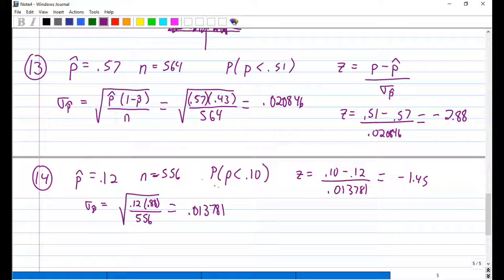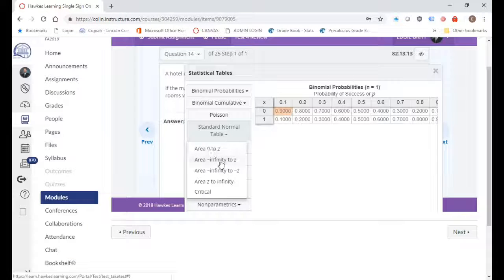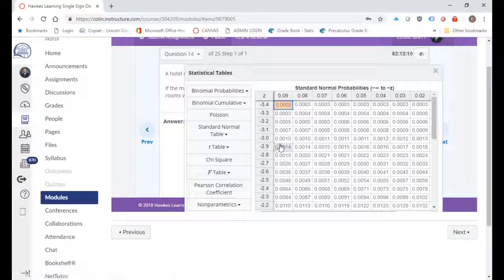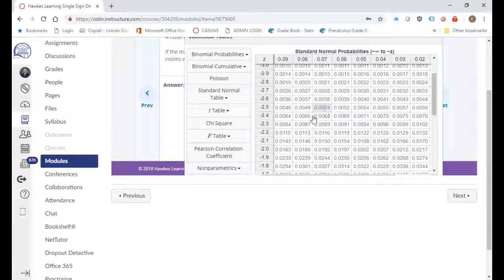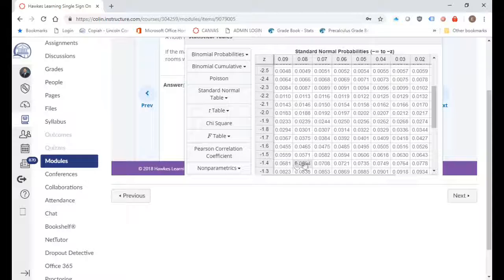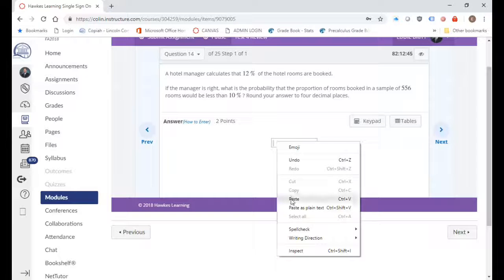All right, so it's a less than problem. So I just want to take the value from the table. So let's go to my table, negative infinity to negative z, and I want to look up -1.45. All right, so that is my probability. There is a 0.0735 chance. That's 7.35%. So that's pretty small. And that's what I'm going to put right here.